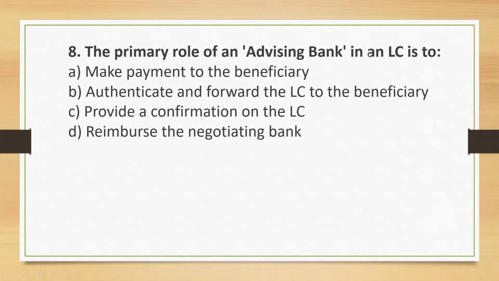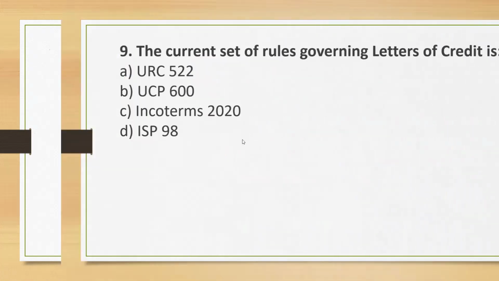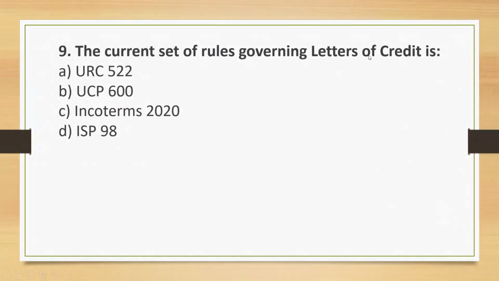The primary role of an advising bank in an LC is. I already told you the role of the advising bank. Let's see the correct answer. The correct answer is authenticate and forward the LC to the beneficiary. So who is the beneficiary? The exporter. It can be the exporter's bank also. They will advise the LC to the beneficiary. They will not make payment, will not give confirmation, and will not reimburse the negotiating bank. They will authenticate and forward the LC to the beneficiary, which means they will advise.